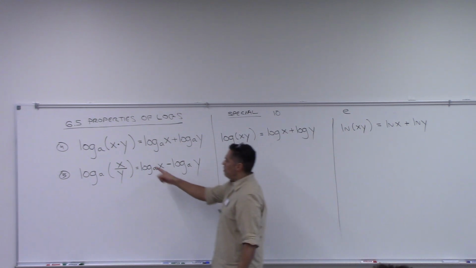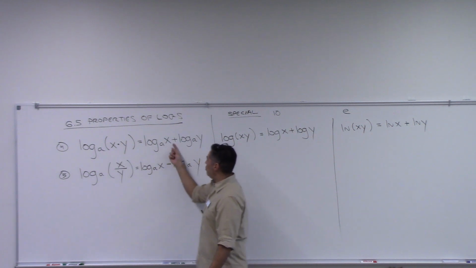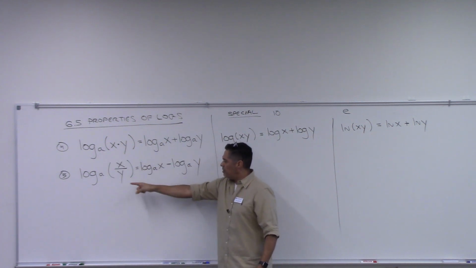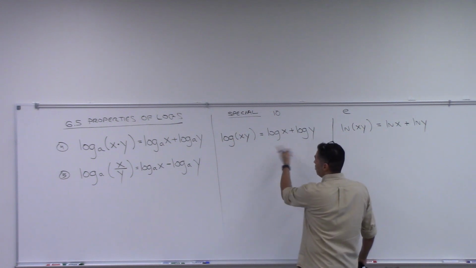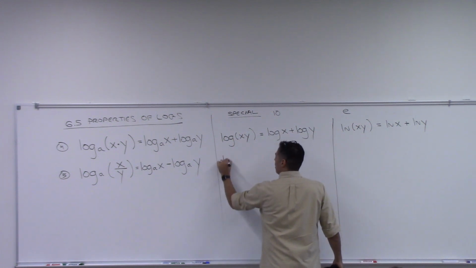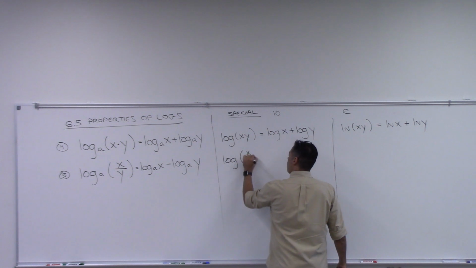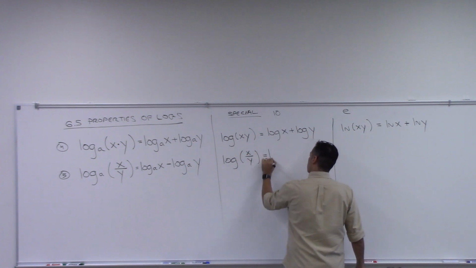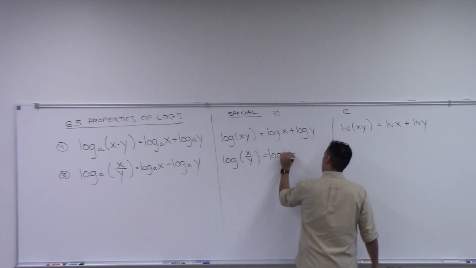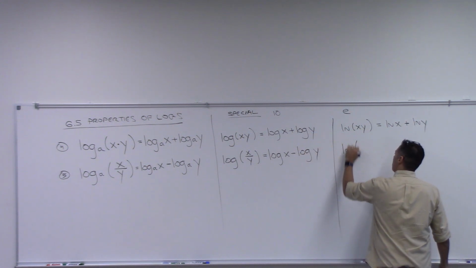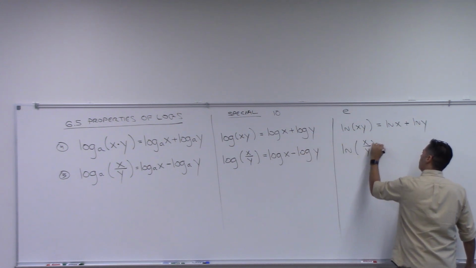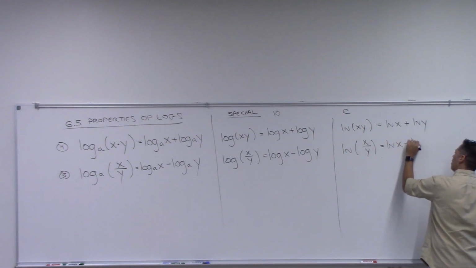So multiplication inside of a single log becomes addition of two logs. Division inside of a single log becomes subtraction of two logs. And then our special cases. I would write log of x over y, and this would be log x minus log y. Over here, we'd have natural log of x over y. This would be natural log x minus natural log y.